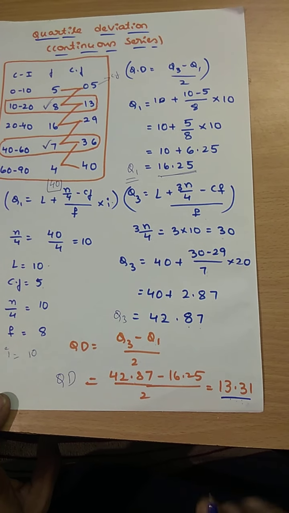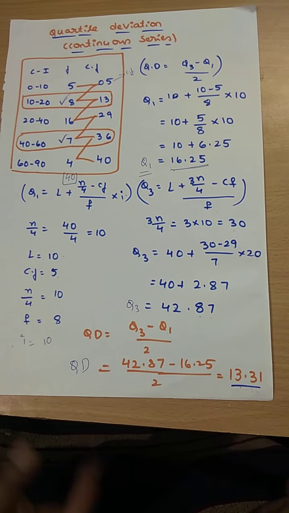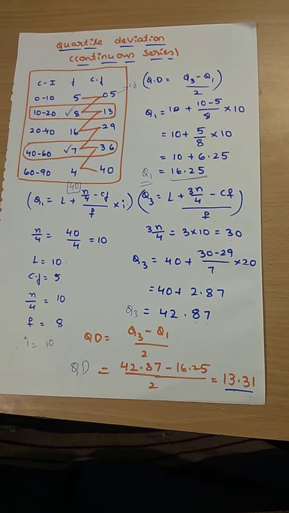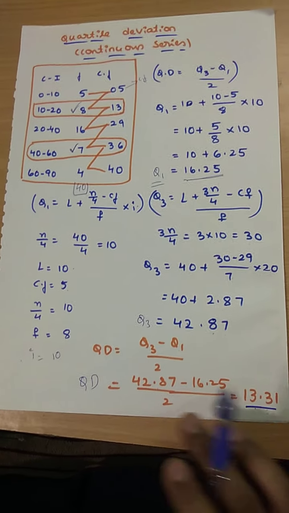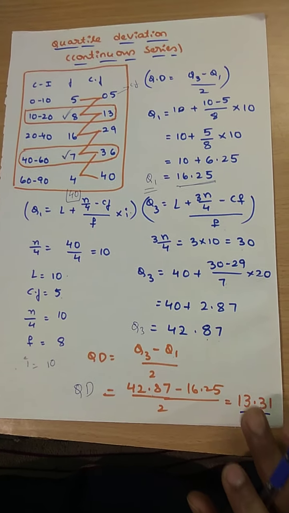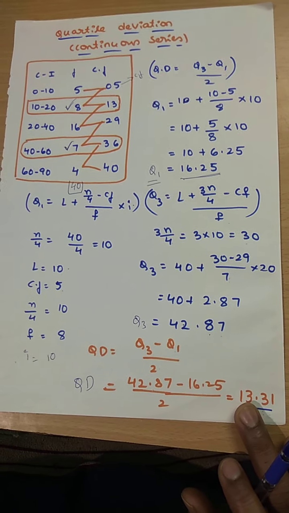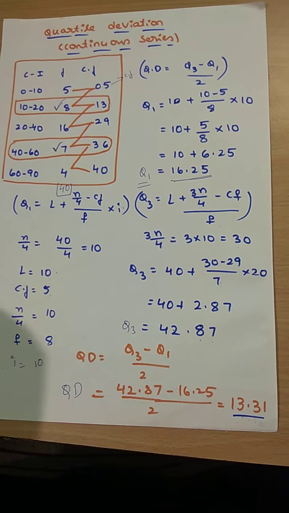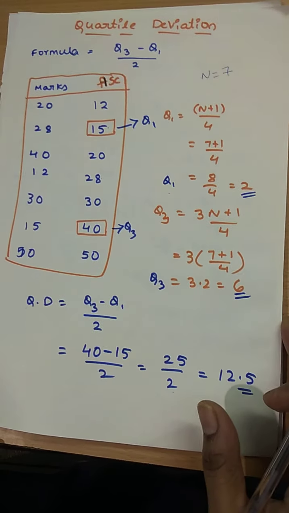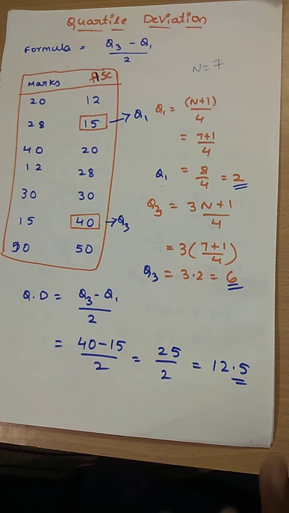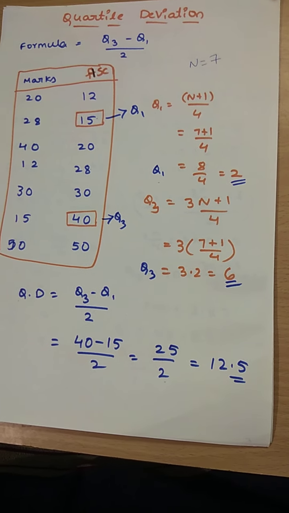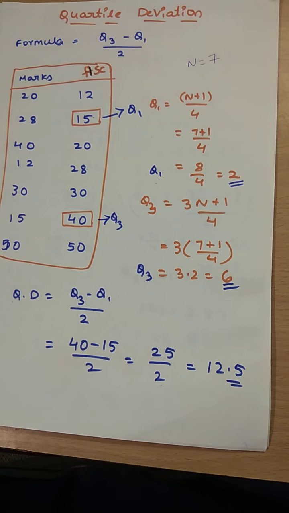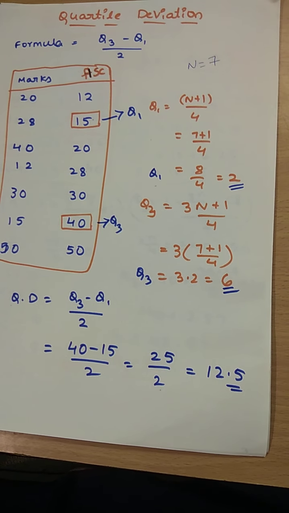Hope it's clear. The formulas are a little different in the case of discrete and continuous series. This is finding the quartile deviation in the case of continuous series, and this is the quartile deviation in the case of discrete data. In this class I have explained measures of dispersion, finding the dispersion value by using the quartile deviation method.